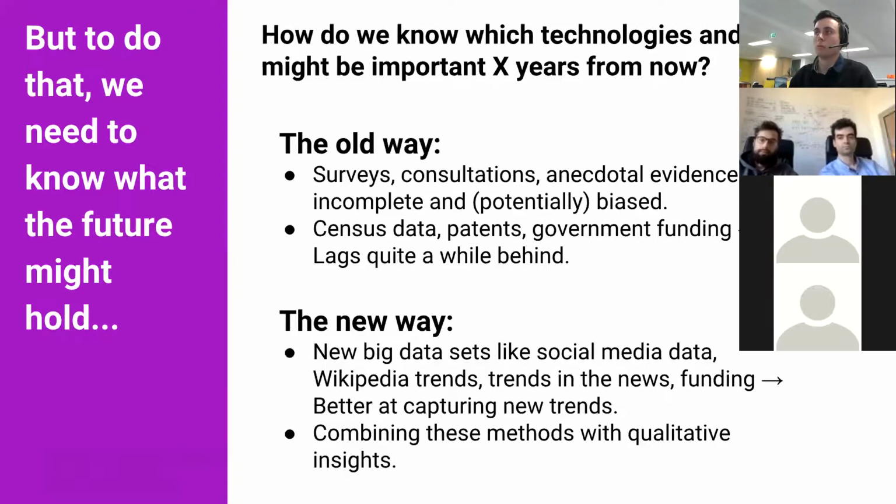Similarly, we've always relied in the past on census data, patents, data on where the government has been moving large chunks of funding towards, which is again also good information, important, but lags quite a while behind. So if you think about a patent, by the time, say, it's a new technology and there's a patent made of it, you're many years down the line, right?